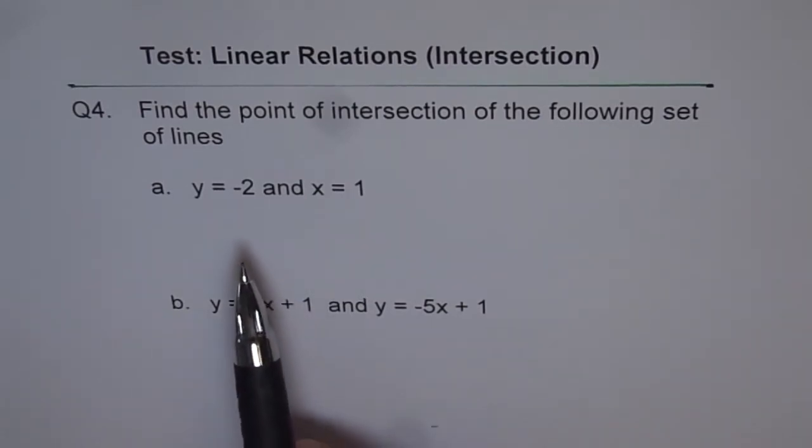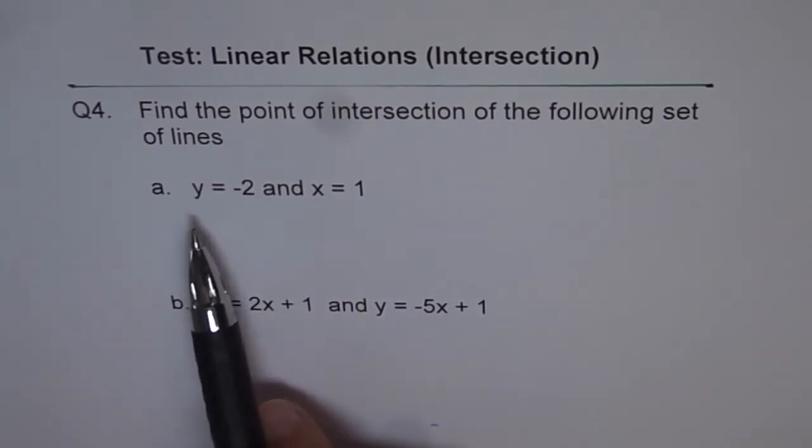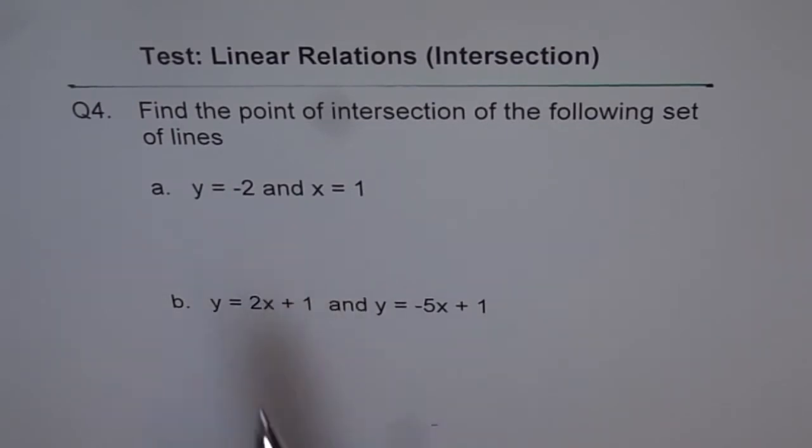Whenever we have more than one line, then we call it a linear system. So the very first one is y equals -2 and x equals 1. You need to find the point of intersection for this linear system. Y equals -2 and x equals 1. I think you got the answer. Let's move on to part B.